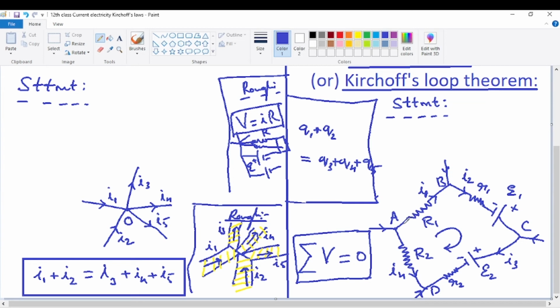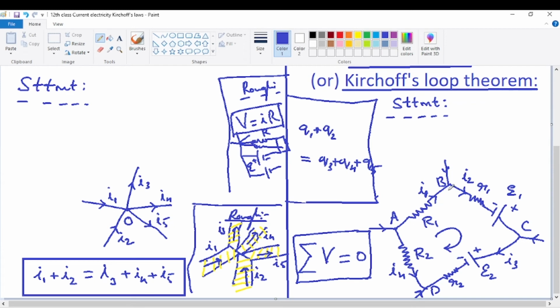Now firstly we are going from A to B. So the potential difference across AB, that means across the resistance R1, is the work done in driving a unit positive charge from here to here. Now electric field is present in this entire closed loop.